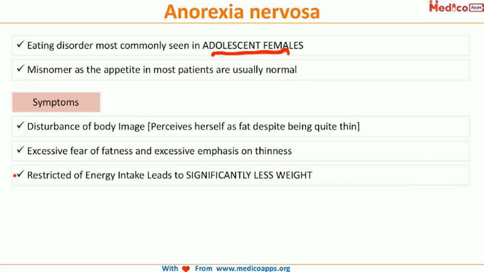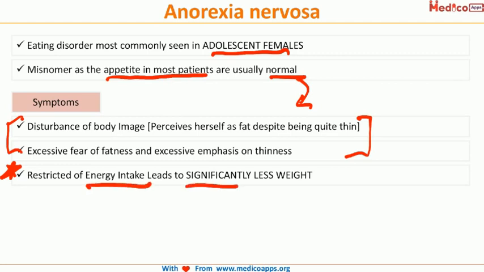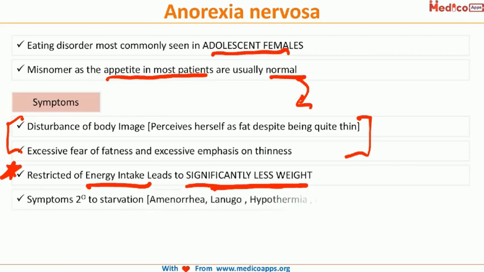Now this is probably the most important point which you have to remember. In most patients the appetite is normal, however because of the psychologically disturbed body image, they take less energy and there is a significant weight loss in these patients. Now the symptoms secondary to starvation are seen in these patients.